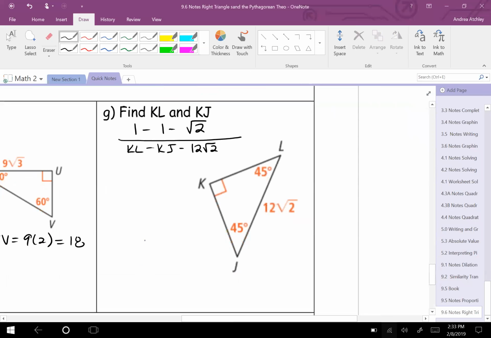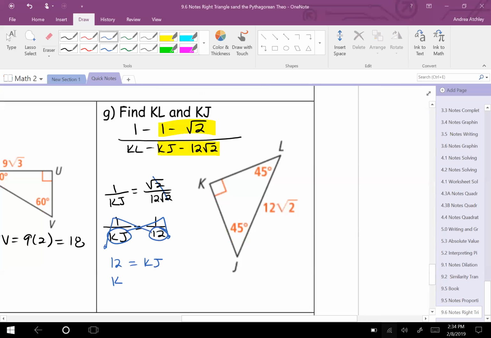Remember, to get to my side, all I really have to do is divide by the square root of 2, right? If this is confusing, then I set up my proportion. 1 over KJ equals square root of 2 over... again, square root 2 over square root 2 becomes 1, right? So my proportion now is 1 over KJ equals 1 over 12. KJ times 1 is KJ. So KJ is equal to 12.